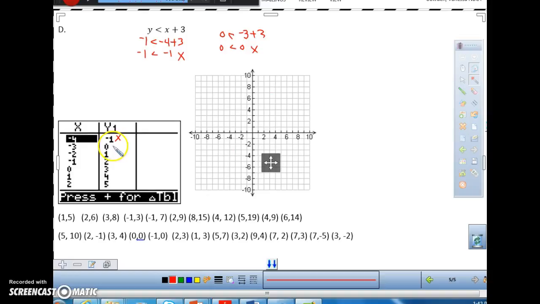Okay, so when I put these two in, it didn't work. So the points on the line are not going to make a true statement. -1 is not less than -1. So the points on the actual line do not make it true. So we're going to dot this in.